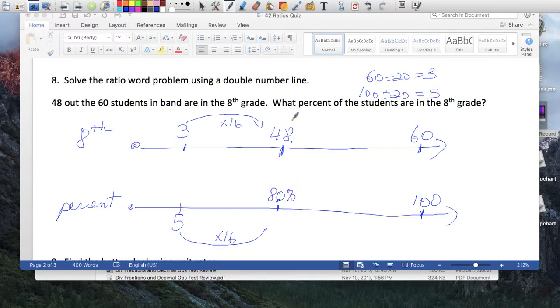So, 48 out of 60, 48%, sorry, what do I keep saying? 48 students, 48 8th graders out of all the 60 students in the band represents 80%. So, if you want to think of it as a quiz, if you took a 48 out of 60 on the test, you would take home an 80%. Okay?